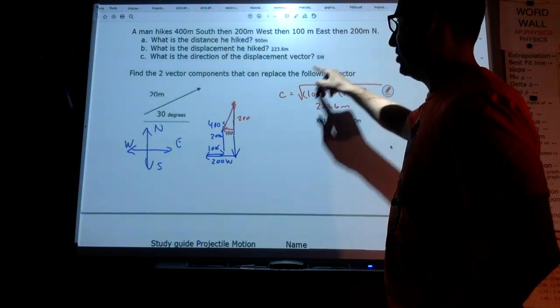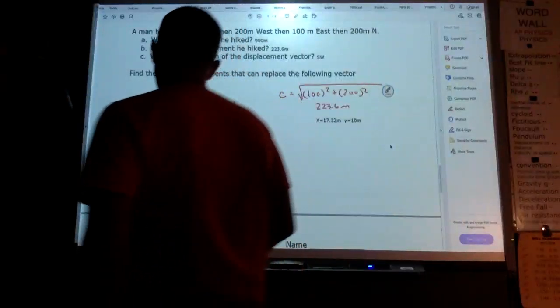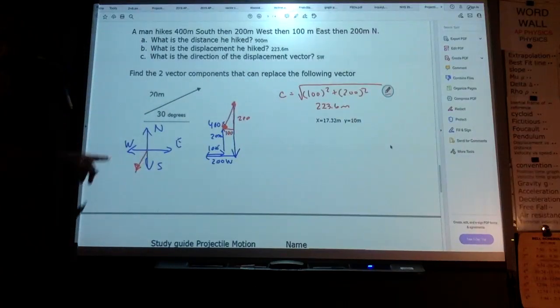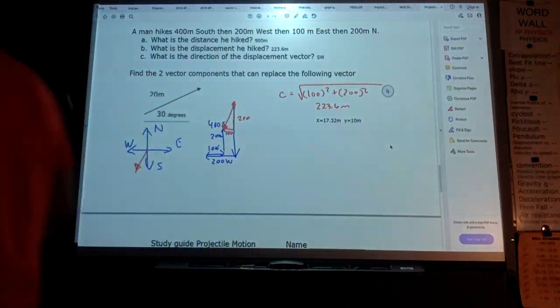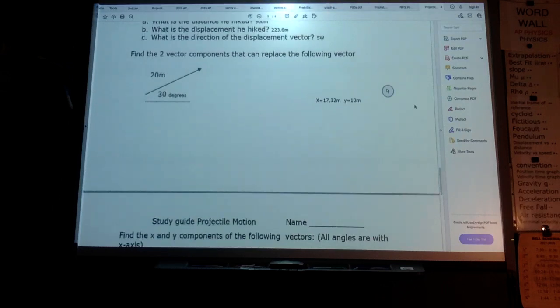All right, what direction is this point in? If I'm just looking at cardinal directions, my arrow is somewhere in here, and so I'm going to say that it is southwest. All right, I'm going to clear my ink. Scroll down a little bit.